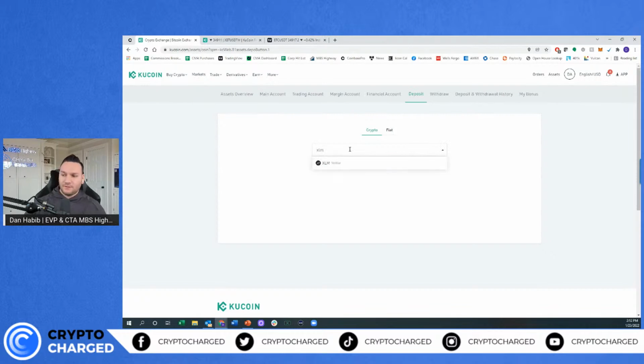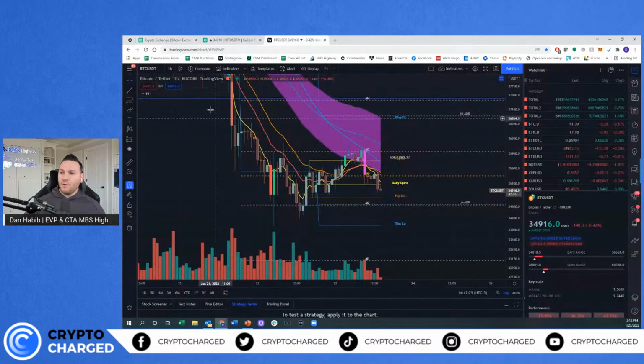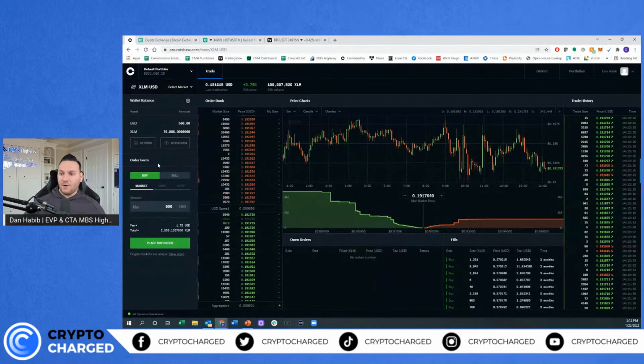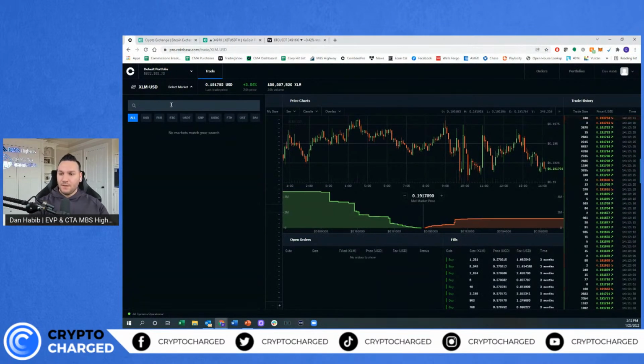The reason I'm doing this is because I could transfer any coin into it, but XLM happens to be a coin that goes at a very low fee and in a very quick amount of time. So this is my deposit address for XLM, or Stellar. I can copy this address, and then I can go into my Coinbase Pro account and pull up XLM. So I'm going to pull up XLM USD.